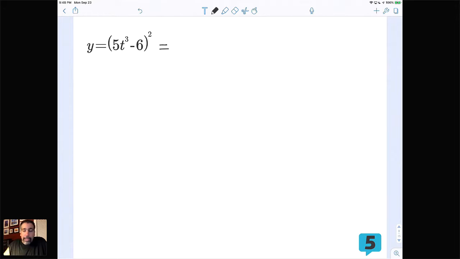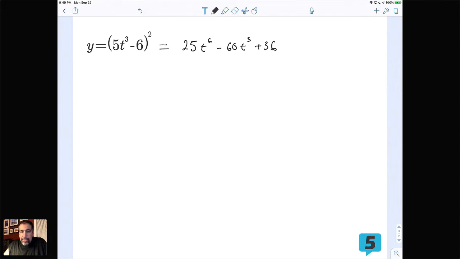So just going along with what you guys already started to say, this isn't a one step. So we've got to make it look like a one step. That's going to require doing some foiling. I'm going to do this out. It's going to be 25t to the 6th. It's going to be minus 30 and another 30 minus 60t cubed. And that's going to be plus 36.